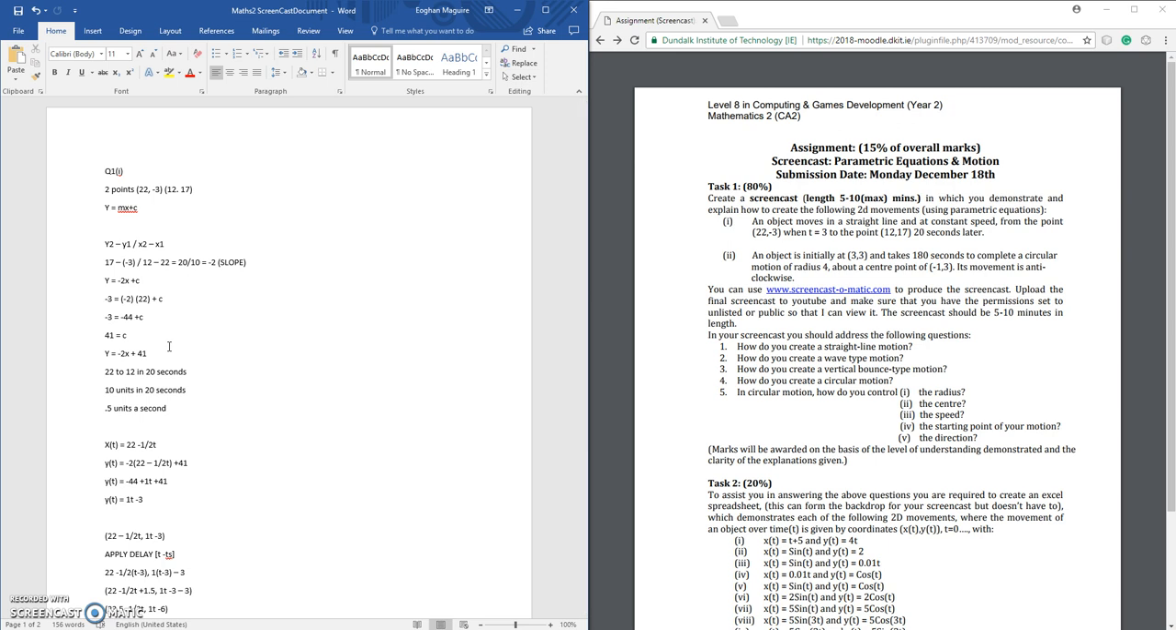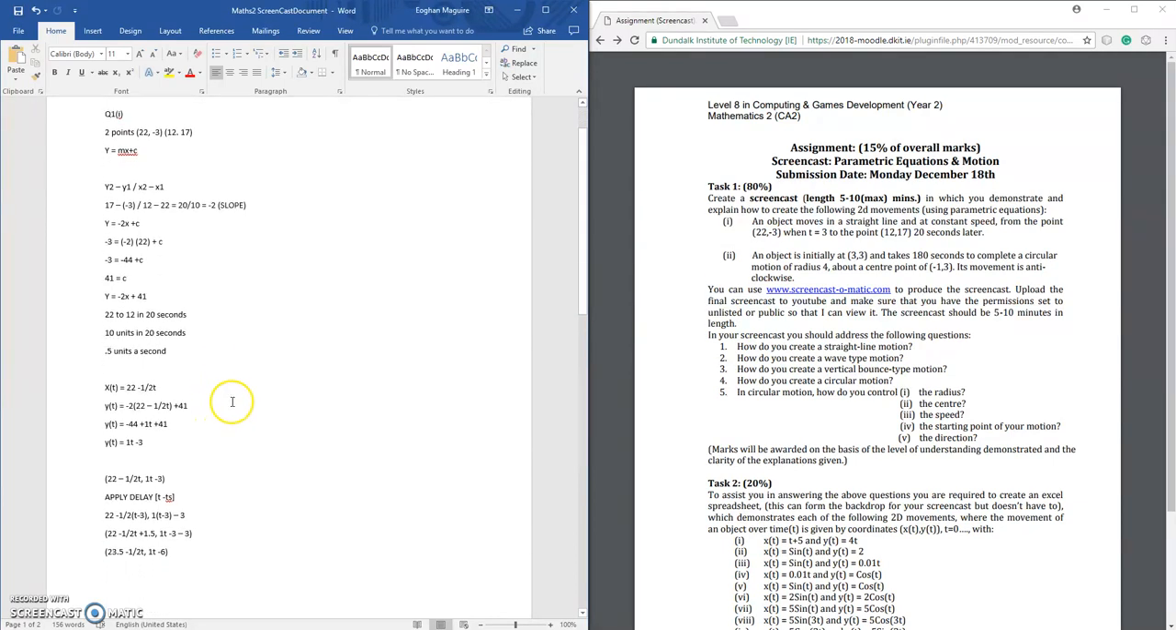The next thing we want to do is figure out the speed of the object. So we're told that it starts at 22 on the x-axis, and in 20 seconds it makes it to 12 on the x-axis. So we can work out that it moves 10 units in 20 seconds, which means that it's moving 0.5 units a second. Now, we need to figure out what x(t) and y(t) are. So x(t) is equal to the starting position and then the speed. So it starts off at 22, and then minus half t, because it's moving half a unit a second.